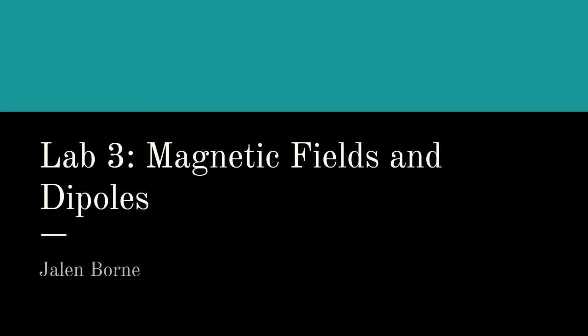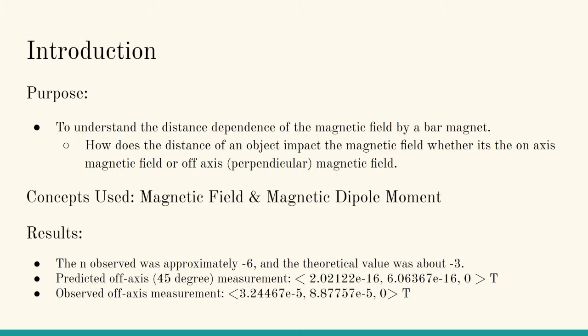This is lab 3 on magnetic fields and dipoles. The purpose of this lab is to understand the distance dependence of the magnetic field of a bar magnet, or how the distance of an object impacts the magnetic field, whether it's the on-axis or off-axis magnetic field. Some of the concepts used were magnetic field and the magnetic dipole moment.